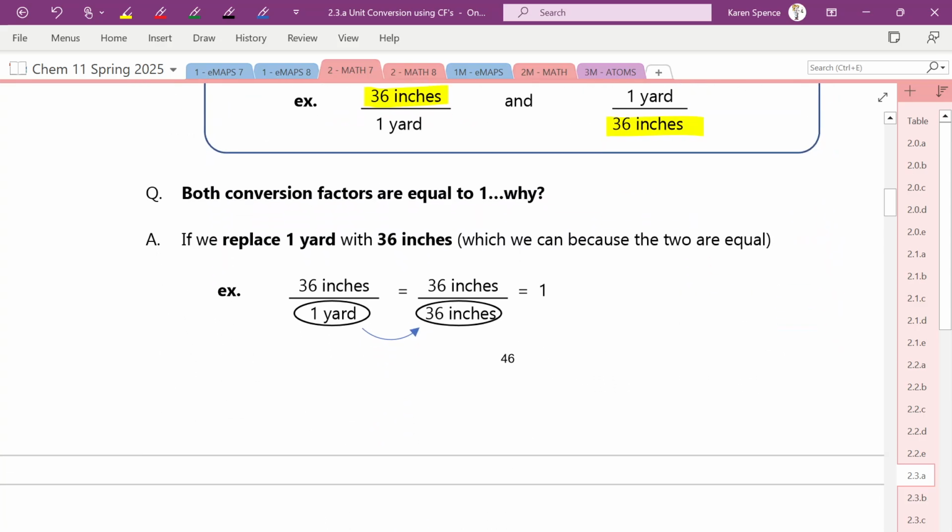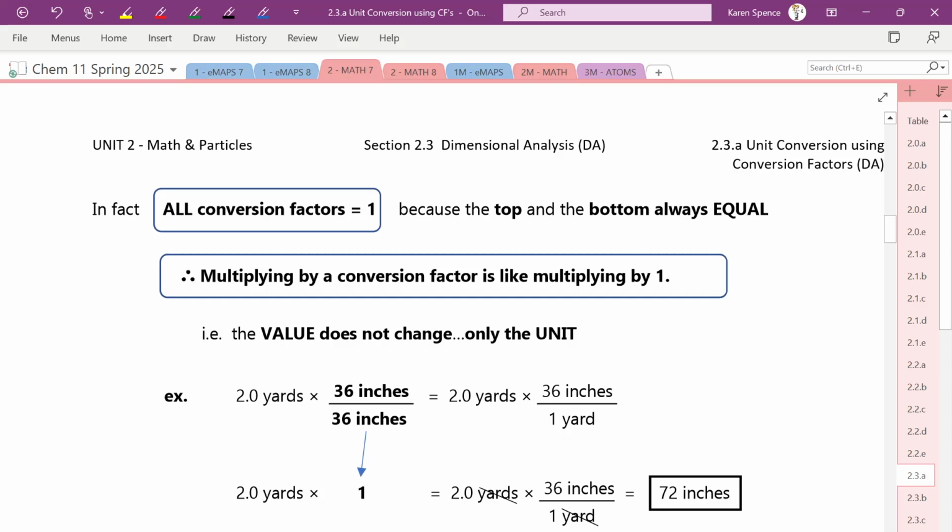We're going to just skip over this here. All conversion factors equal 1. This is just theory.